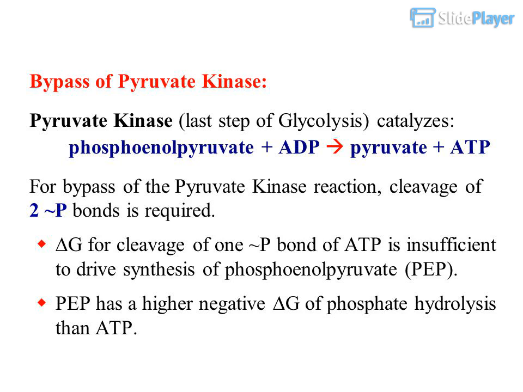Pyruvate kinase, the last step of glycolysis, catalyzes phosphoenolpyruvate plus ADP, pyruvate plus ATP. For bypass of the pyruvate kinase reaction, cleavage of 2 ~P bonds is required. DG for cleavage of 1 ~P bond of ATP is insufficient to drive synthesis of phosphoenolpyruvate, PEP. PEP has a higher negative DG of phosphate hydrolysis than ATP.